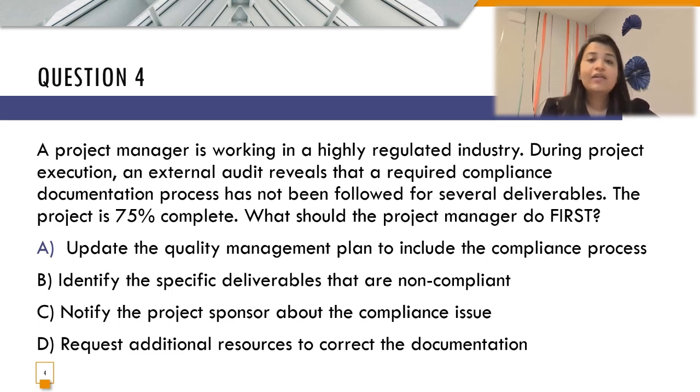Before that, even requesting additional resources is not the first step that the project manager takes. So ideally, the task of a project manager is to first identify which of them are non-compliant, so that options A, C, and D can be taken as the next choice. That is, to update the QA plan, notify the project sponsor, or add additional resources to take those corrective actions once those deliverables have been identified. So the correct answer over here is option B.